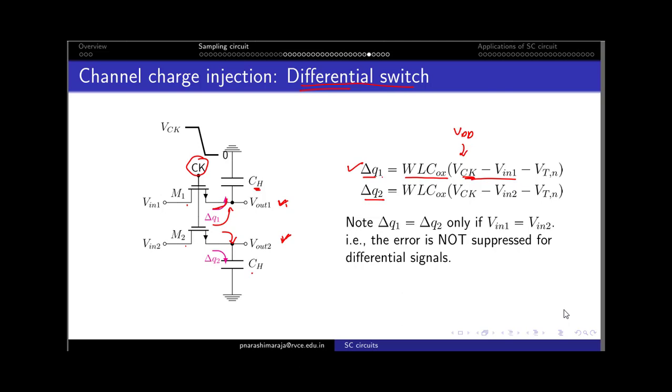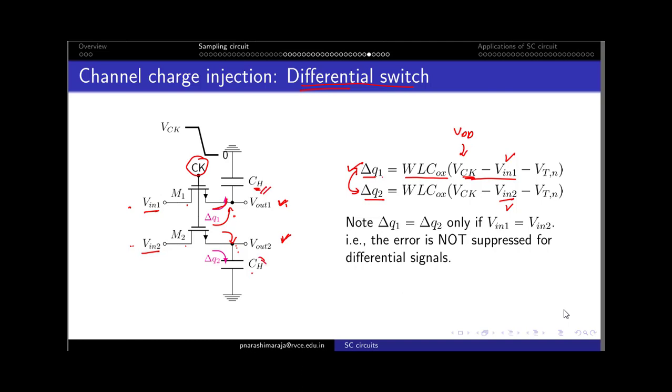But this is only possible when my inputs are the same, so that has to be clear. These two terms would be equal to each other only when Vin1 is exactly equal to Vin2. What I really mean is, if Vin1 and Vin2 represent a differential signal, then delta Q1 will not be equal to delta Q2. Whereas if Vin1 is exactly equal to Vin2, then delta Q1 would be equal to delta Q2, and they impact the output capacitor CH in the same way.